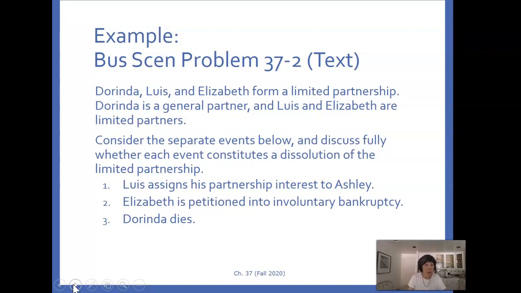Now, how about if Dorinda, the general partner, passes away? She dies. This will be a major event in the life of the limited partnership, and it will cause a dissolution of the partnership.